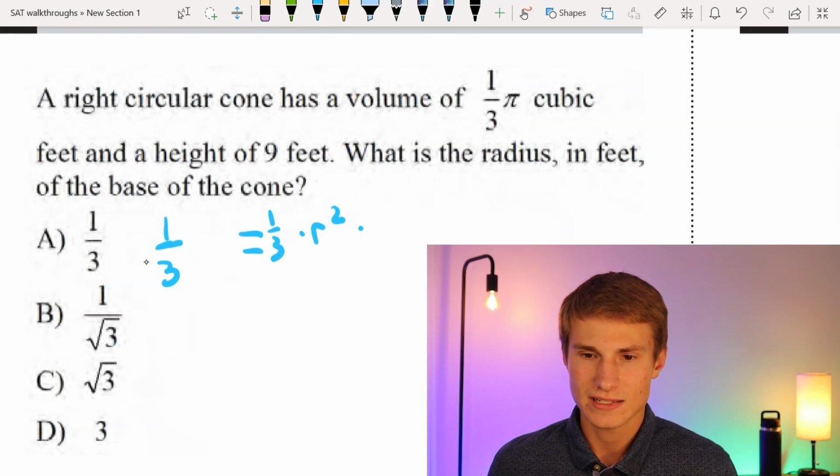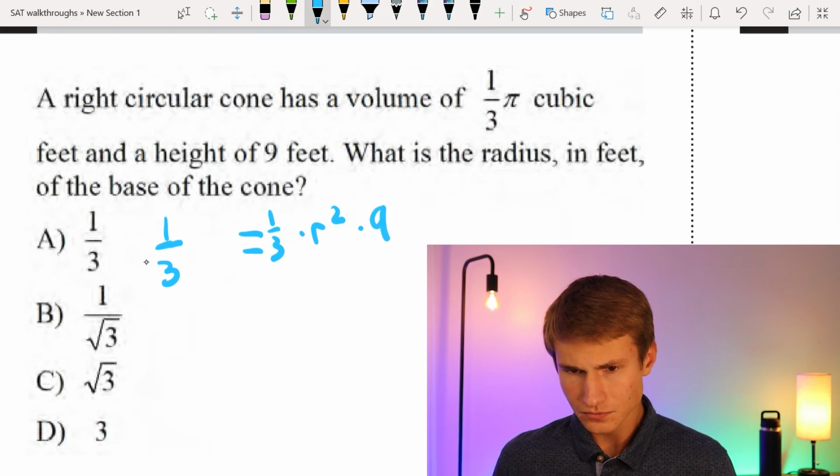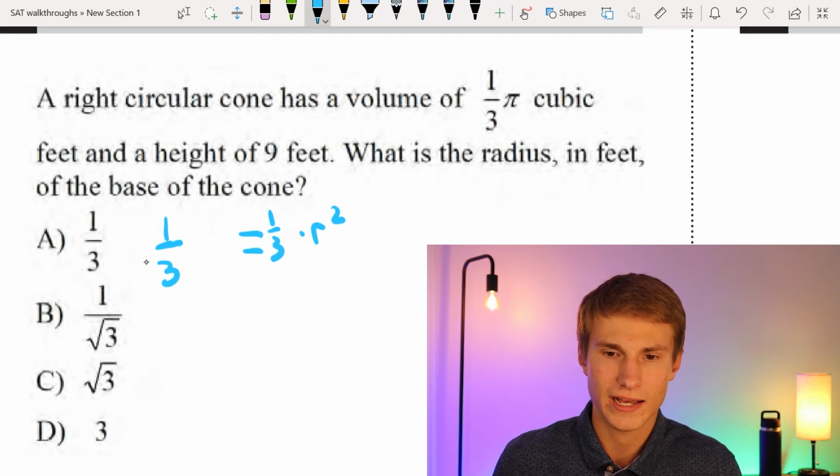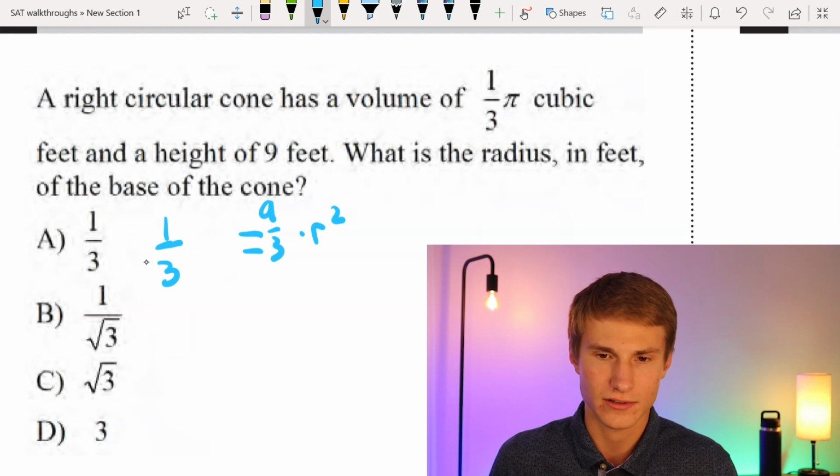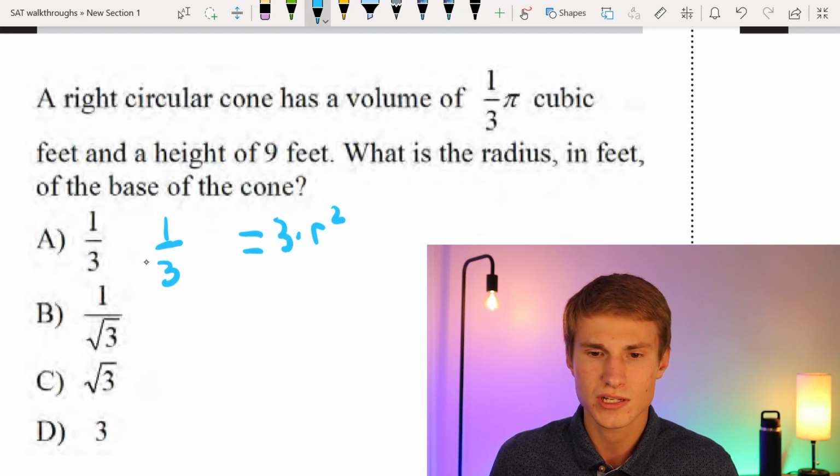Next thing, we know that our height is 9. So let's go ahead and plug in 9 for our height. When we do that, we can actually go ahead and move our 9 in front on top of this 3, right? It was 1/3, we're multiplying by 9, that's going to give us 9/3. 9/3 is the same thing as 3, so now we've got 3r squared.